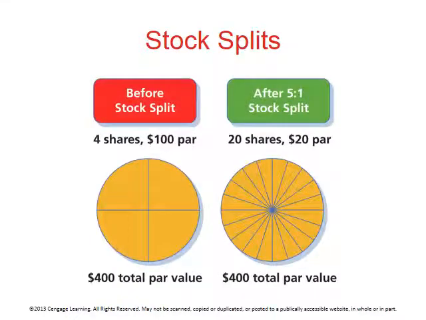So let's look at an example. Before the stock split, we have 4 shares, $100 par, $400 total. We do a 5-to-1 stock split. So we take our 4 shares, now we have 20. We have 20 shares. We divide our par value by 5, so it goes from $100 to $20. Our total par value still stays the same at 400, but you can see instead of 4 pieces of the pie, now there's 20 pieces of the pie to go around.